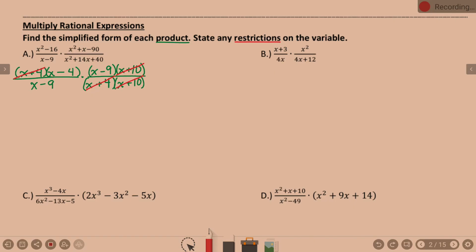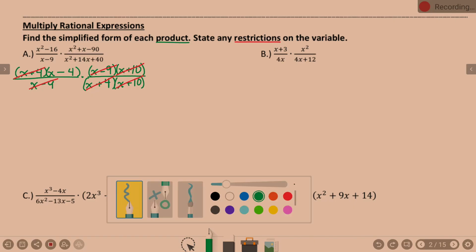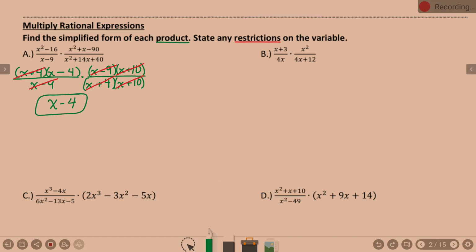And what else? X minus 9 on top cancels with x minus 9 on bottom, leaving me with x minus 4. You could say x minus 4 over 1, but really all I need to say is x minus 4. Okay? And not everything will ask for restrictions, but this one still does.